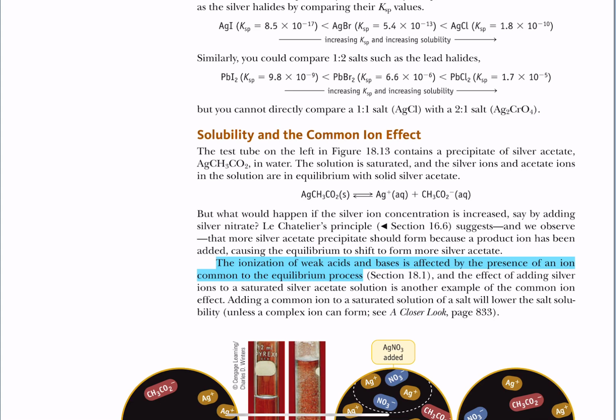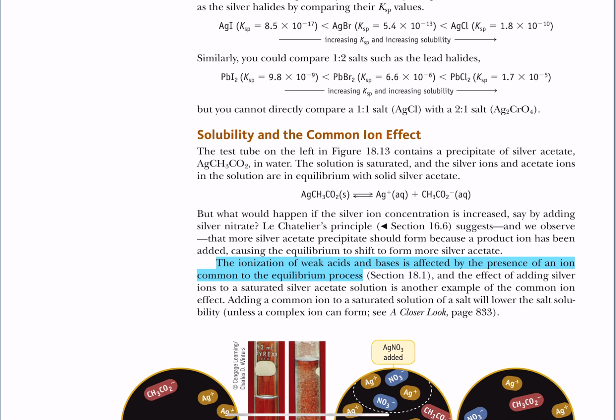As we talk about solubility and the common ion effect, remember that common ion does not mean an ordinary or abundant ion. It means an ion that is in common between two compounds. For example, if I had silver acetate and silver chloride, the silver ion would be in common between those two compounds.